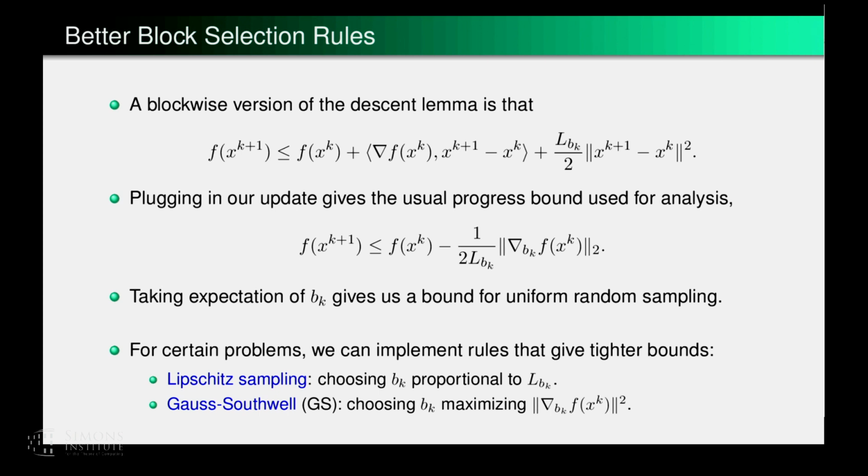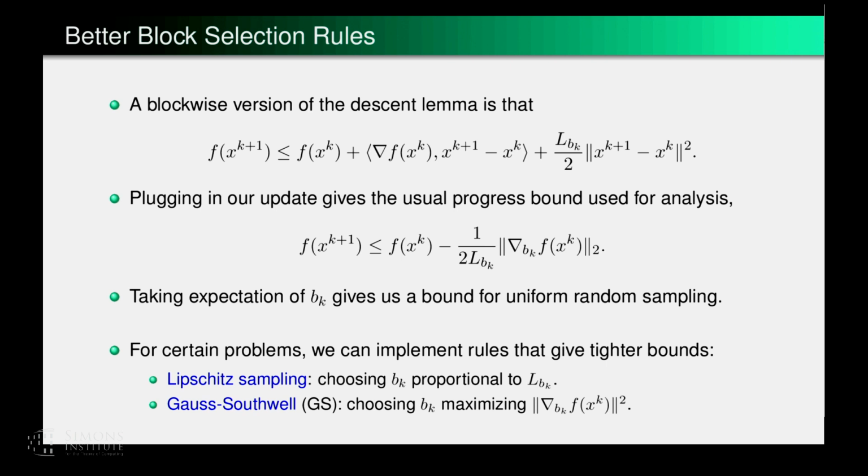But for certain problems, you can do a little bit better than uniform sampling. So I'll show the structures on the next slide, but two things you can do. One is Lipschitz sampling. We actually choose the block proportional to its Lipschitz constant. So if the Lipschitz constant is big, we're going to sample that block more often because we expect the gradients to be changing quite quickly.